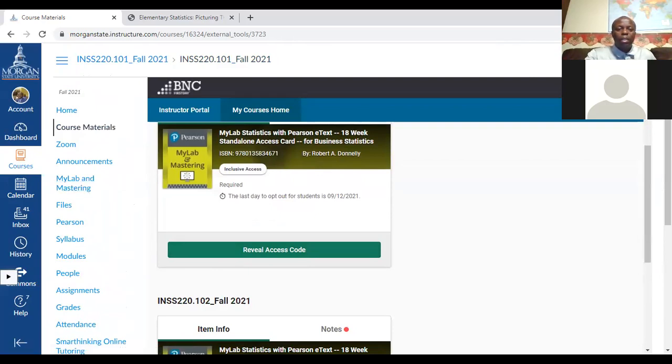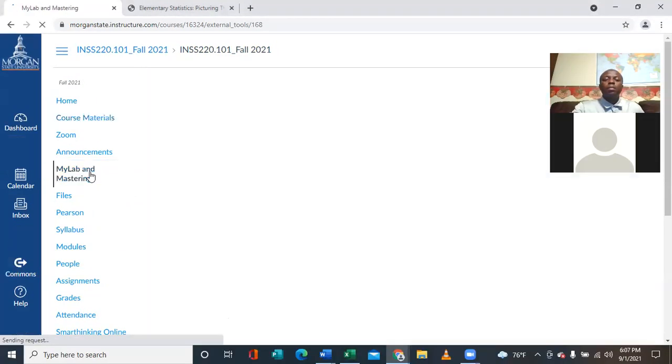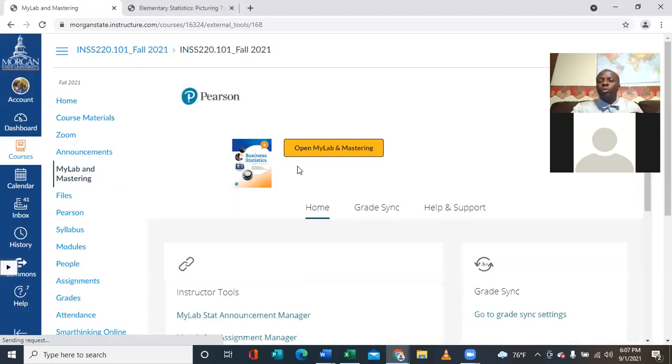Hope you can see this. Go to that section, MyLab and Mastering, and then click on that. Then log in and enter your access code. So open MyLab. I don't know how it shows on your side, but once you get the access code, go here and click now so that you can get in. Okay. I would like you to do it now and tell me if you are successful, everyone.